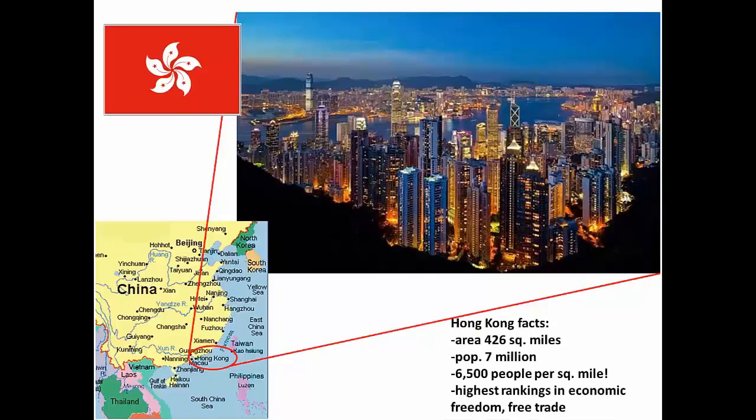And here's a picture of Hong Kong for you. It's one of the most densely populated places in the world, 6,500 people per square mile, and it has some of the highest rankings of economic freedom. It's a free trade-based economy. It's a very capitalized, very developed economy, so capital is abundant there. You can see the skyscrapers, the very colorful night sky. Capital is abundant. Human resources are abundant. Natural resources don't exist within Hong Kong. Now, they can bring them in from the rest of the world, but they don't exist within Hong Kong.